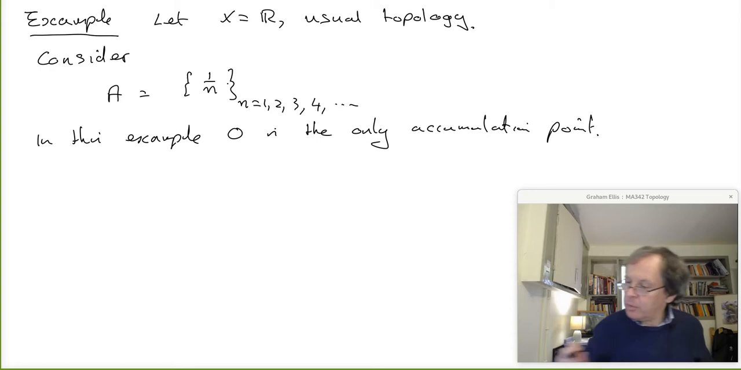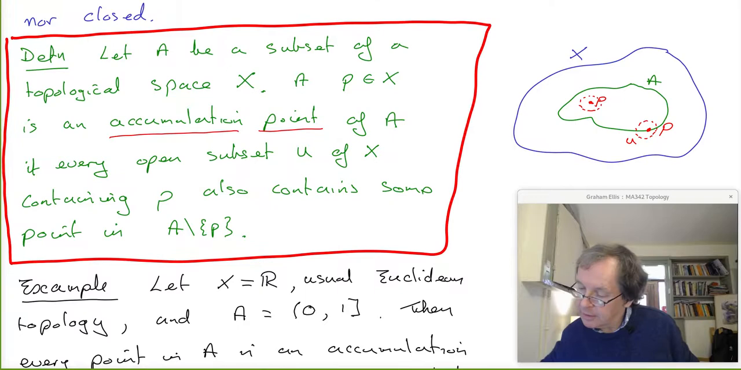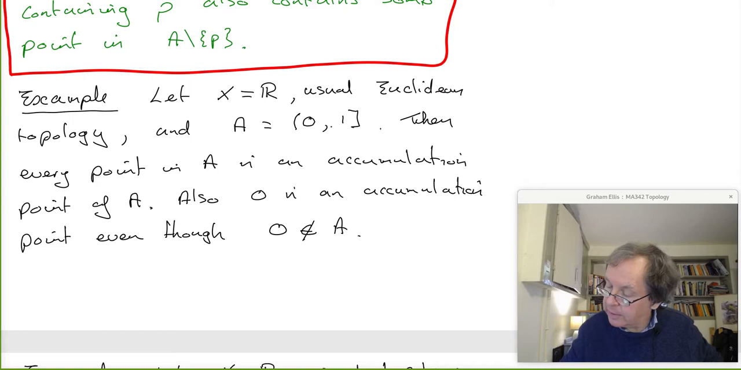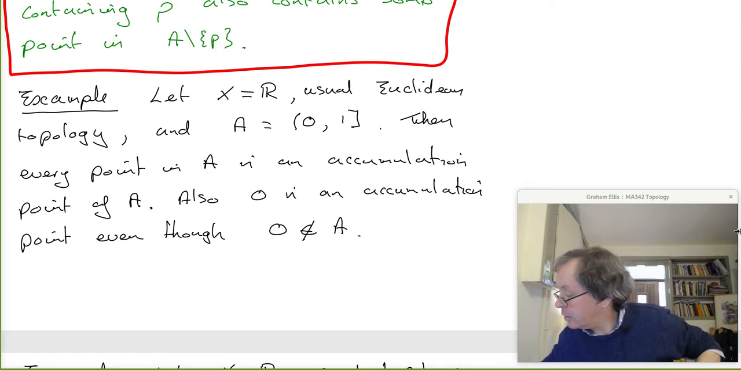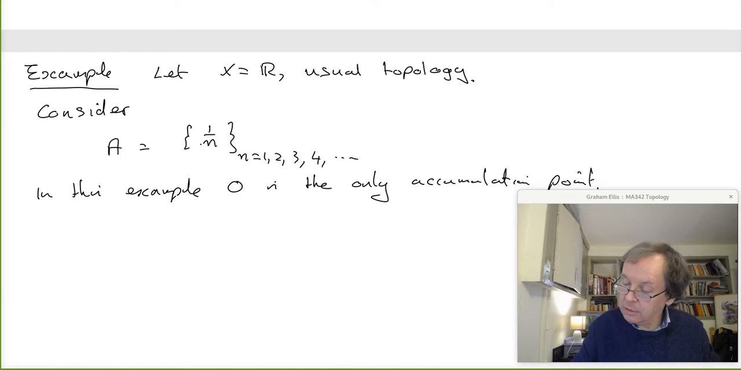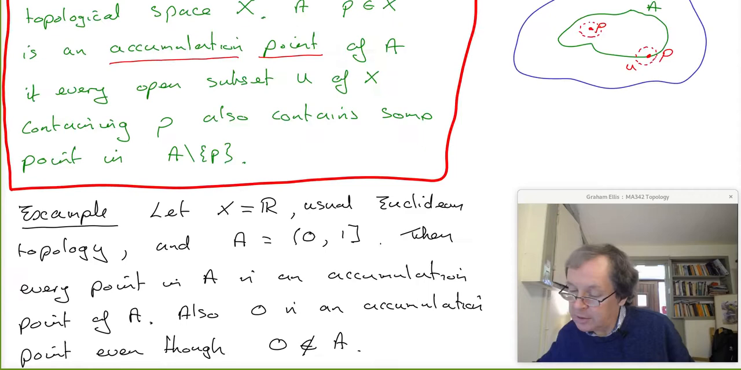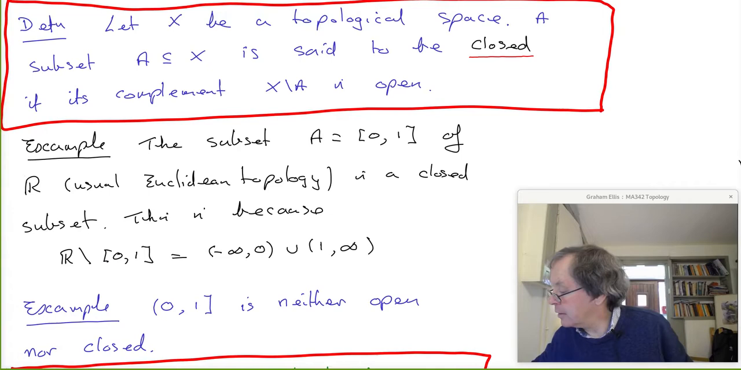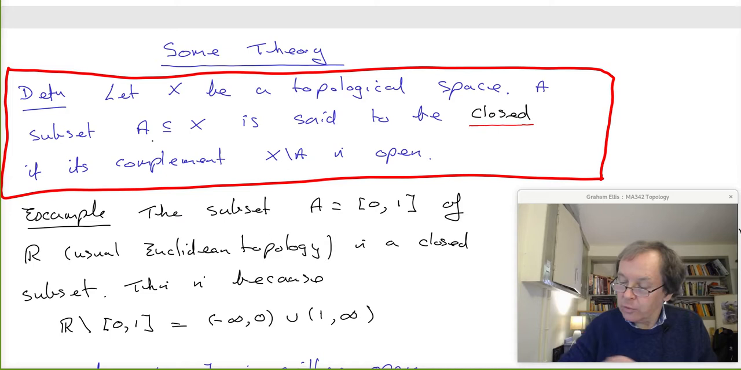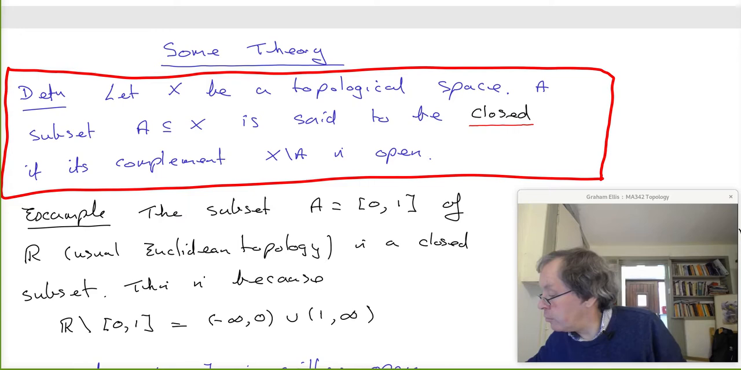Let me just summarize now. I've defined what an accumulation point is. I've given you an example where every point of A is an accumulation point of A, together with some point, zero, not in A, which is also an accumulation point. And I've given you another example where no point of A is an accumulation point, but zero, which isn't in A, is an accumulation point. I started off this theory by talking about a seemingly unrelated concept of being closed. A set A is closed if and only if its complement is open. So now I want to relate accumulation points and the notion of being closed.